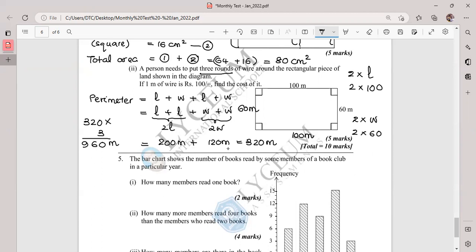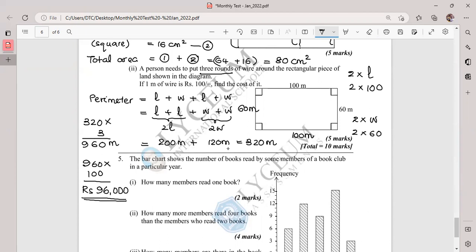So then 960 meters, what do you want to do, children? 960 you multiply by 100. What will be the answer? It should be what? 96,000, right? So this will be the answer.